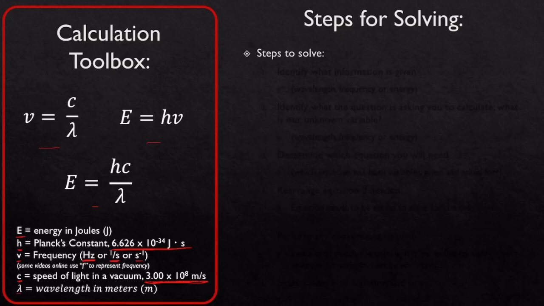And then this lambda symbol right here represents wavelength in meters. So remember that wavelength always must be entered into our calculations in meters. And when we're calculating a wavelength, the answer is always going to be given to us in meters. There are going to be times when we're given a wavelength in nanometers and we'll have to convert it to meters in order to use that value in our equation. So just keep that in mind, that wavelength always needs to be in meters when we're using these formulas.